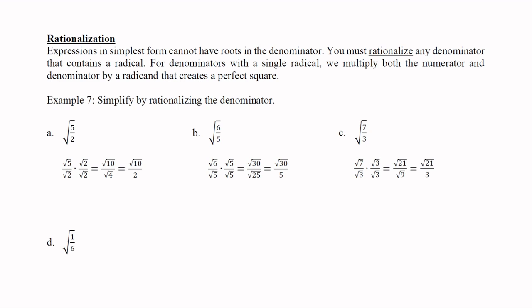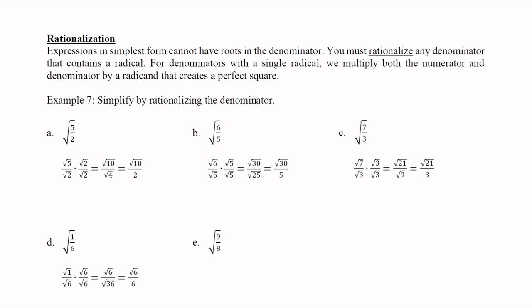For d, we have the square root of 1 over 6, which we can multiply the top and the bottom by the square root of 6, which gives us the square root of 6 over the square root of 36, and the bottom is a perfect square, so we have the square root of 6 over 6.